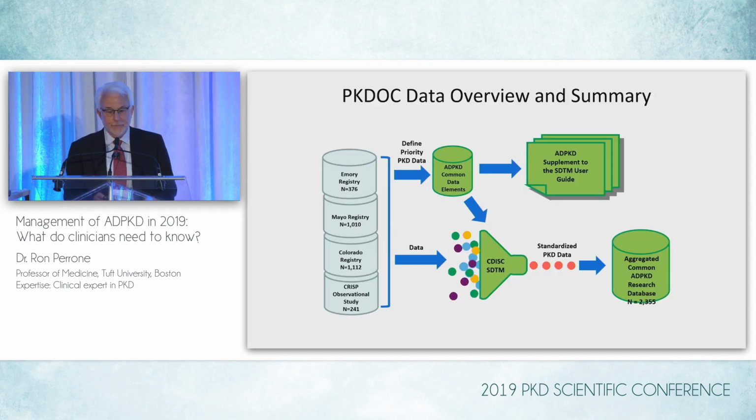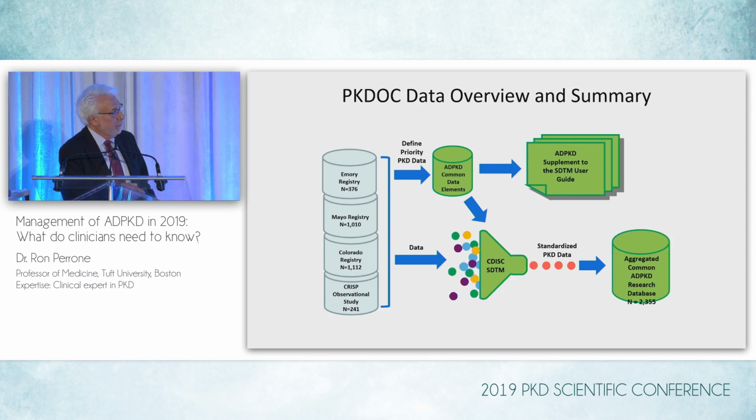This has been refined further through additional studies, including additional work by the CRISP group. I'll take you through the PKD Outcomes Consortium work. This consortium obtained data from 4 different registries and studies: Emory, Mayo, University of Colorado, and CRISP. These patients all had at least one measurement of total kidney volume and then long-term follow-up of kidney function and whether or not they developed ESRD. These data were consolidated using common data elements. They were put into a database called the Study Data Tabulation Model, which is important for regulatory submissions.